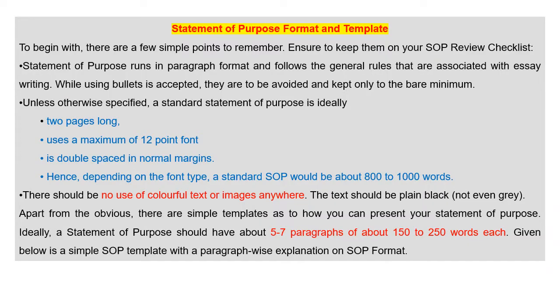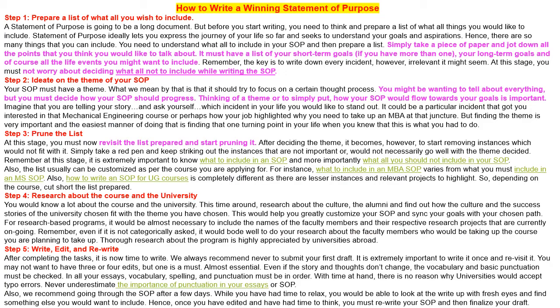Wish to include. A statement of purpose is going to be a long document. But before you start writing, you need to think and prepare a list of what all things you would like to include. Statement of purpose ideally lets you express the journey of your life so far and seeks to understand your goals and aspirations. Hence, there are so many things that you can include. You need to understand what all to include in your SOP and then prepare a list.